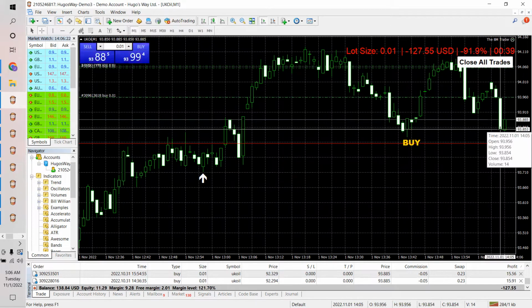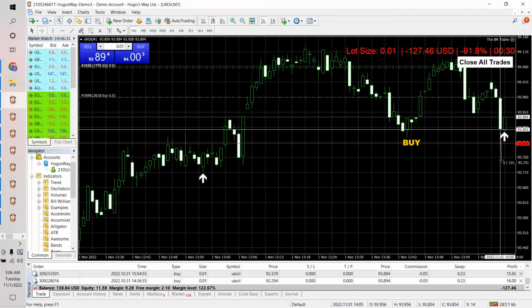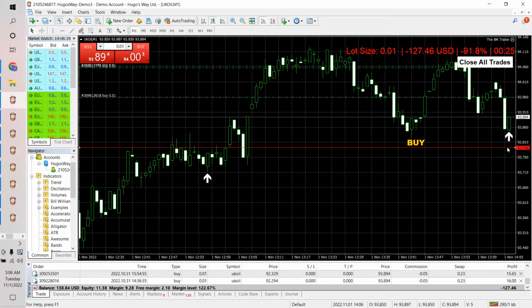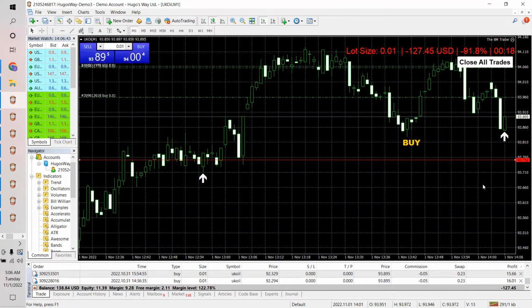I'm just going to take a new buy trade because we have this particular candle closing right about here. The low point right here is 93.854. If I move that down 100 points, that would be about 93.752. Smooth that down just a little bit. Okay, perfect. So we've got that going.